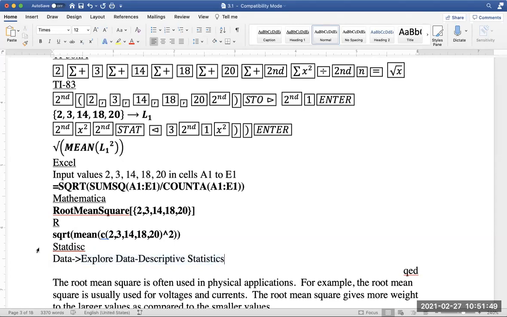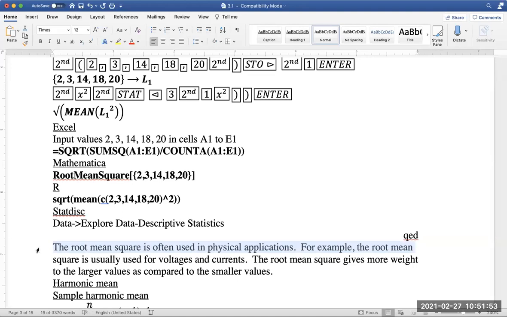So when do you use root mean square? Root mean square is used in physical applications, for example, voltages and currents. The root mean square gives more weight to larger values as compared to the smaller values. So if you want to give a lot of weight to your larger values, you use a root mean square. Why would that be important in currents and voltages? Well, you don't want to blow up your brand new computer because all of a sudden there's a surge in your electricity. When you plug things into the wall, you don't want them to catch fire.